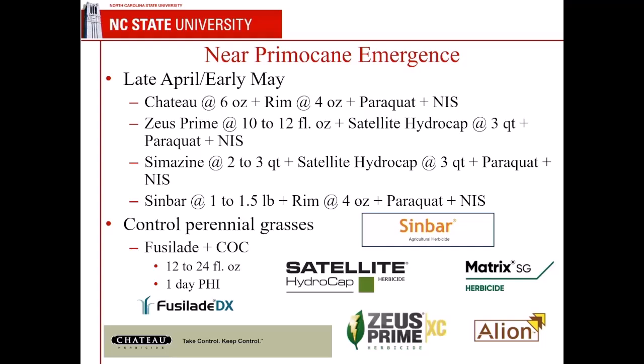And then if you've got a heavier soil, a pretty clay soil, Sinbar at 1 to 1.5 pounds with 4 ounces of Rim would do a really good job as well from a pre-emergent standpoint. And of course, we could include paraquat with those if we need to do that.